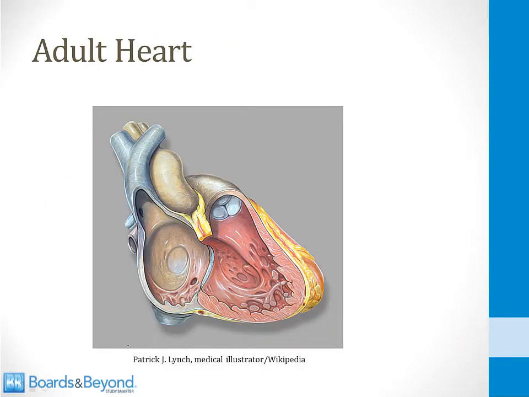Here's a picture of the adult heart, and I just want to point out to you that in the adult heart you have these bumpy sections. Those are called the trabeculated portions of the chambers. You also have these smooth sections up here, and the reason some portions are trabeculated and some are smooth is because they derive from different embryologic structures.